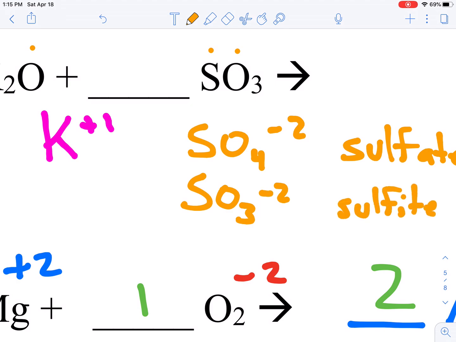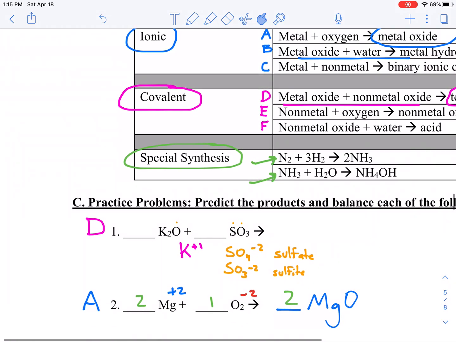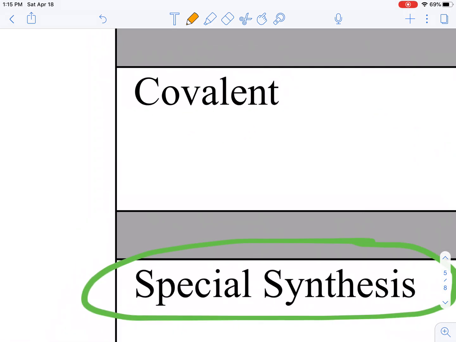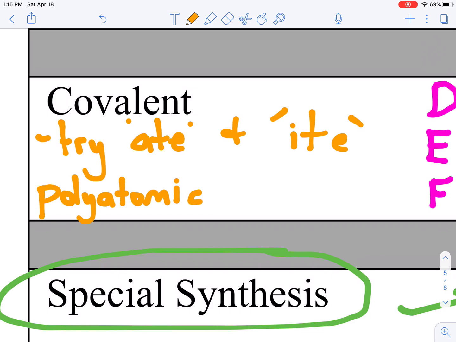Sulfite. So what we want you to do in the covalent box is basically try both the ATE and the ITE polyatomic ion and balance. So here's what I mean by that.